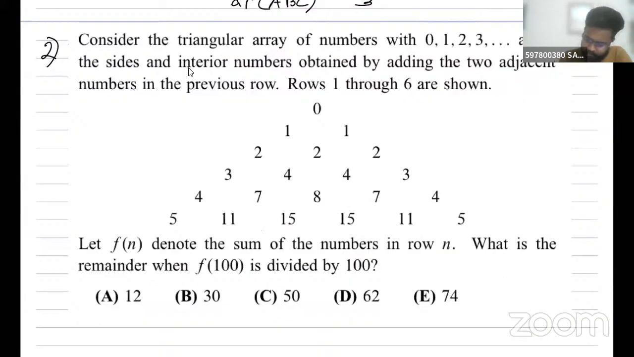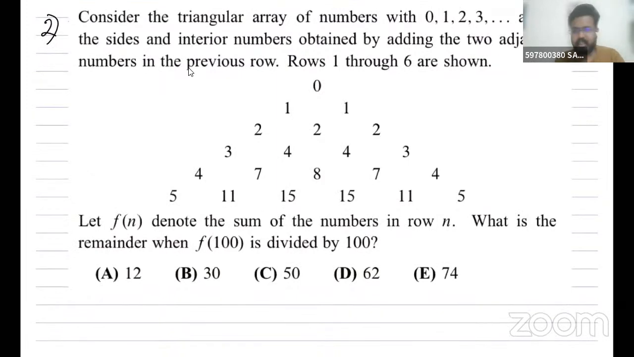Try this question. Try to think of what is the pattern between each row. This kind of structure is linked to a very important mathematical object. You all know about it. Try to see what the pattern is over here. It is not as straightforward as the other thing.